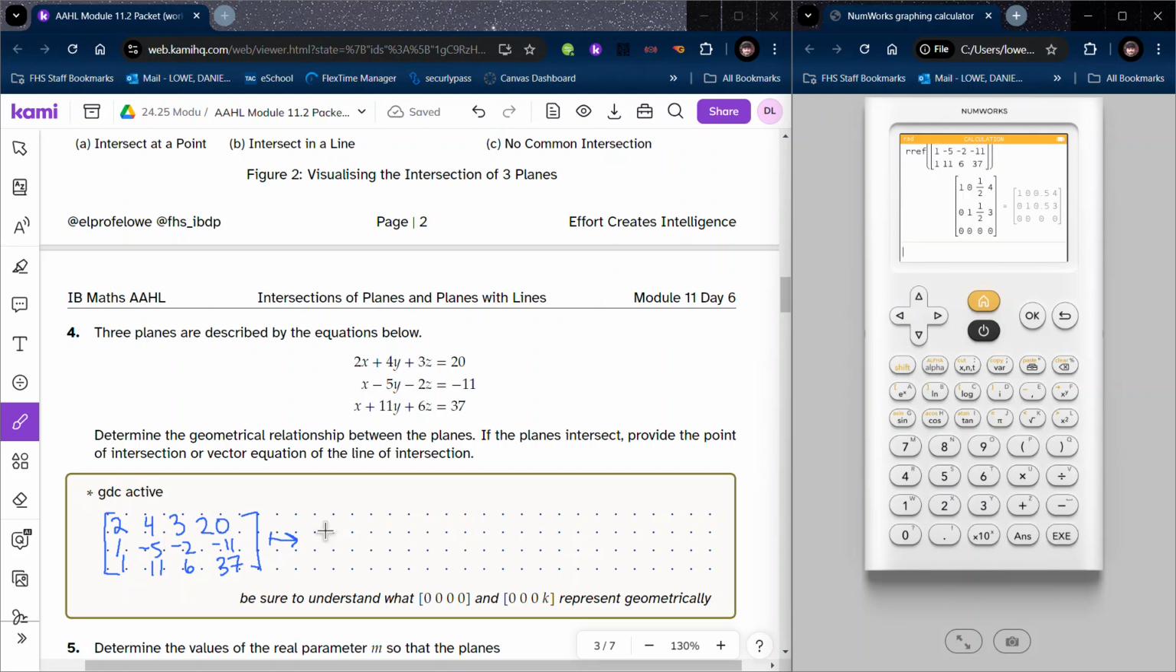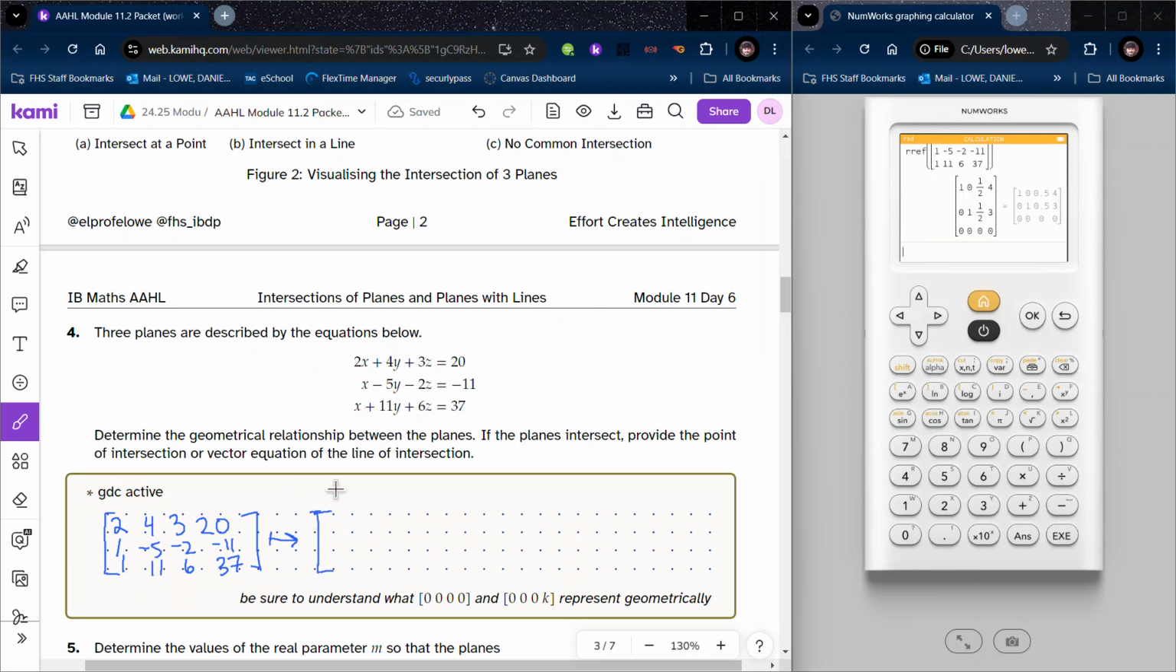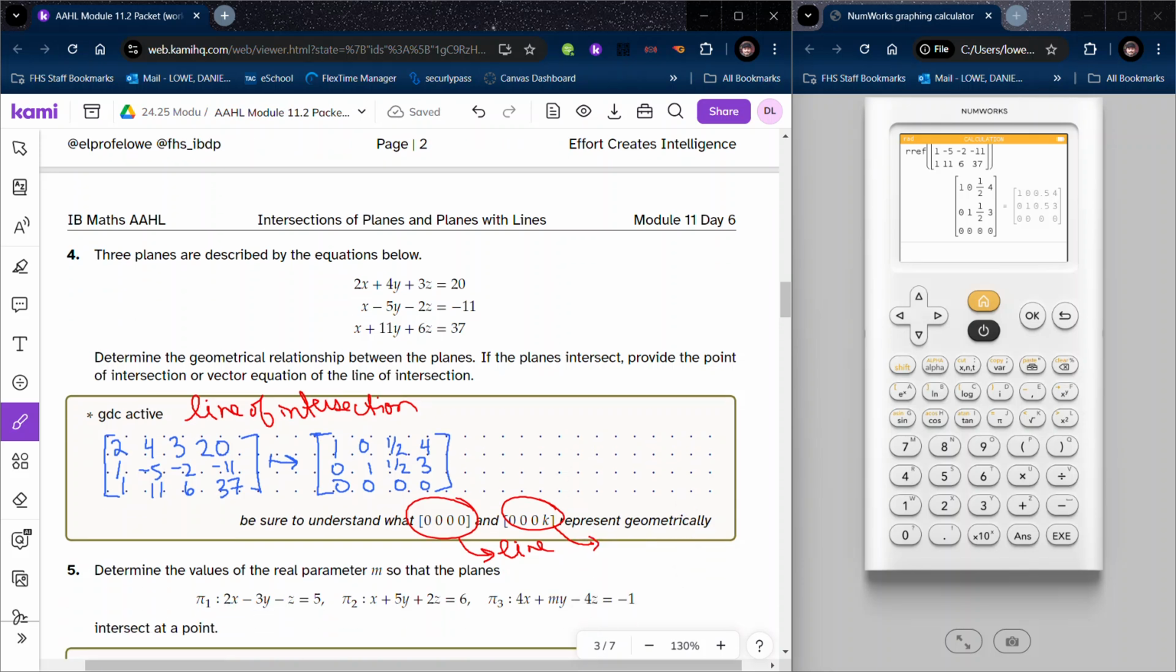All right. So if we do that row reduction, we get 1, 0, 1/2, and 4, as well as 0, 1, 1/2, and 3, and then we have 0, 0, 0, 0 on our final row. So therefore, because of this, we know we have a line of intersection, right? That if we get a row of zeros, this is going to be a line of intersection. If we have zeros and then with a constant, we know that that's going to give us no solution. And we're going to figure out how we can approach that in a variety of ways.